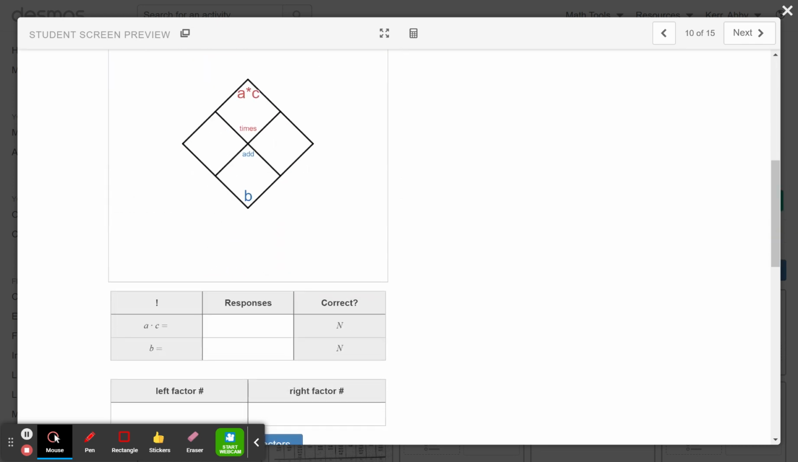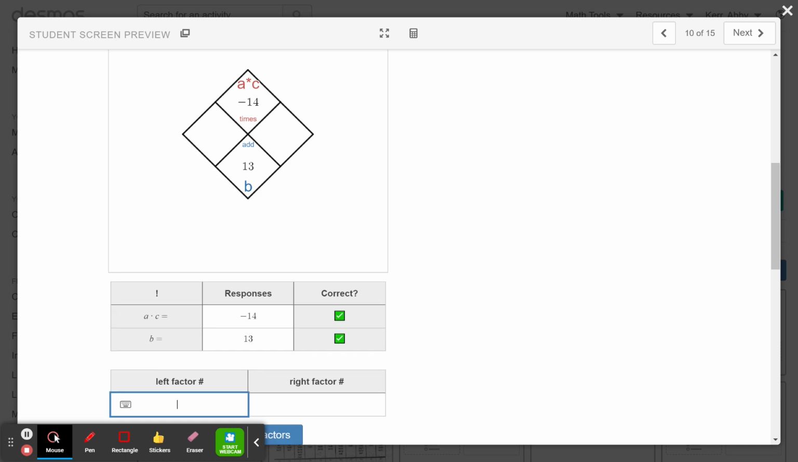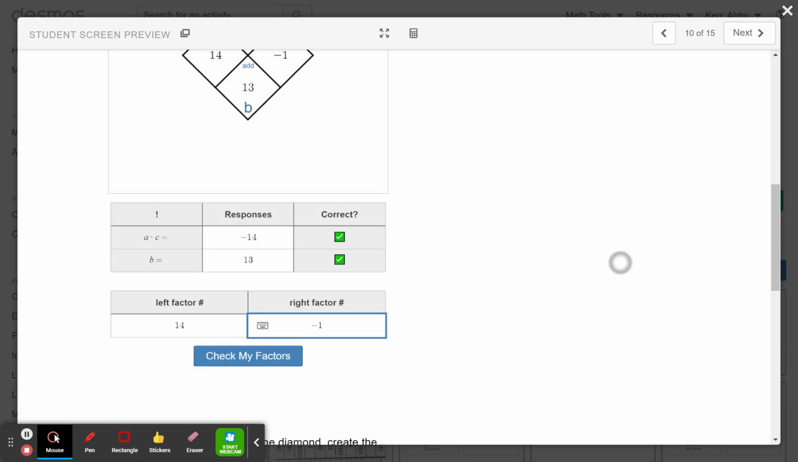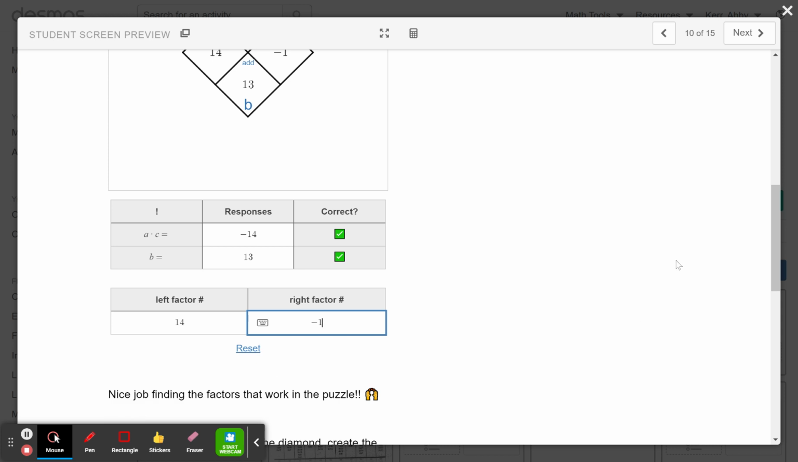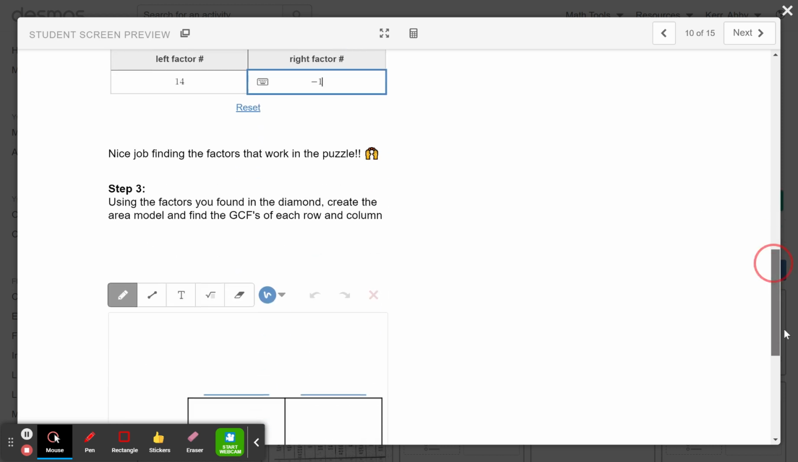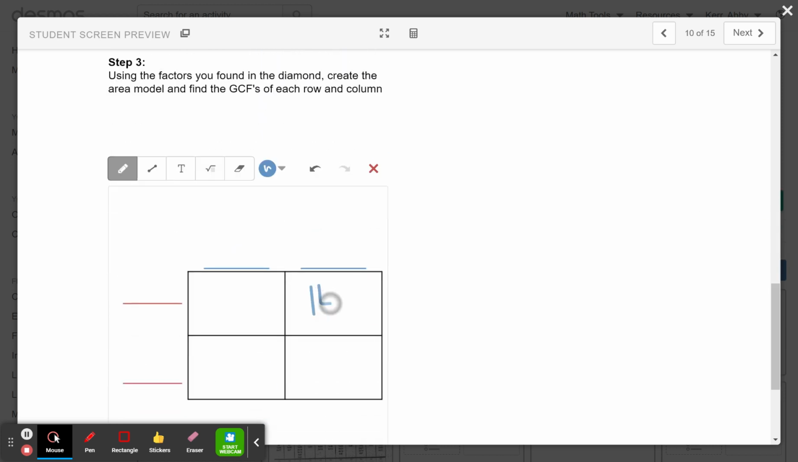going to be a negative 14. Our b value is going to be 13. Now, if you look on the previous slide that has the factor sheet, it's going to be 14 and negative 1. Now, those numbers are used to split up your x value.